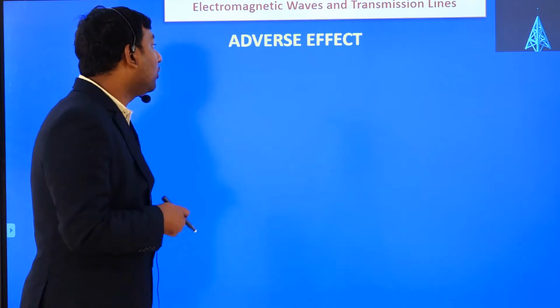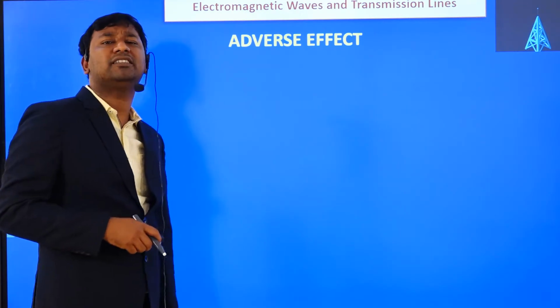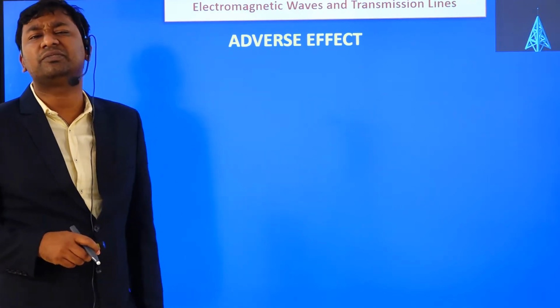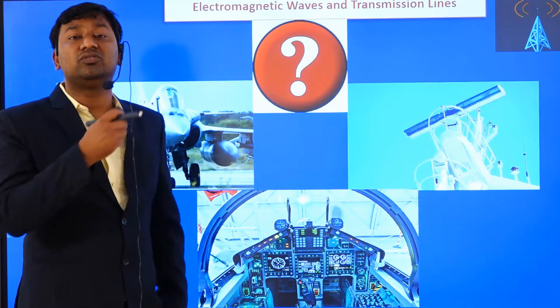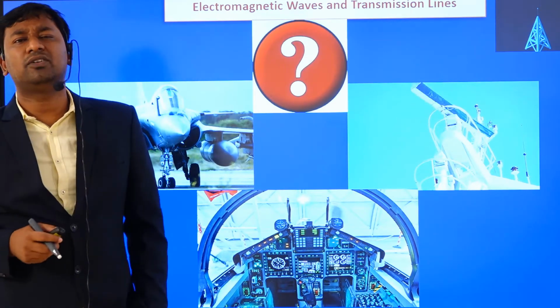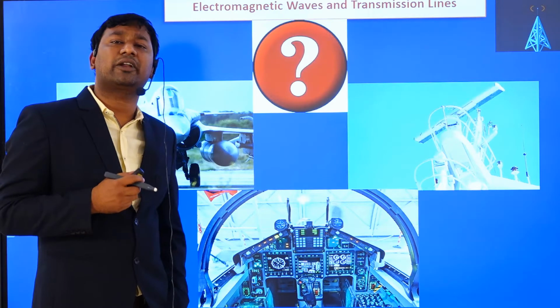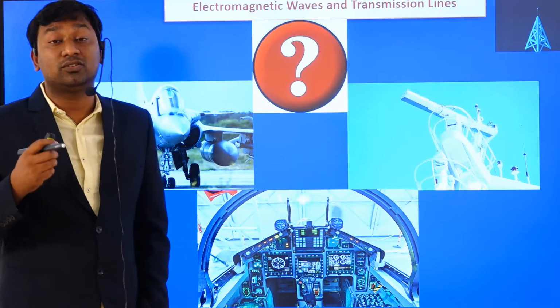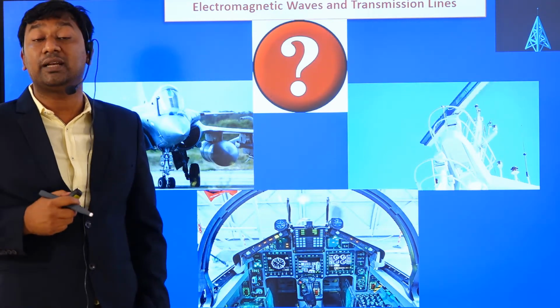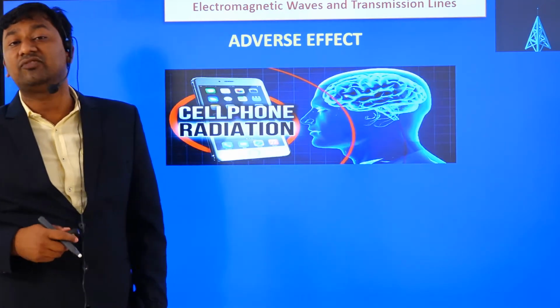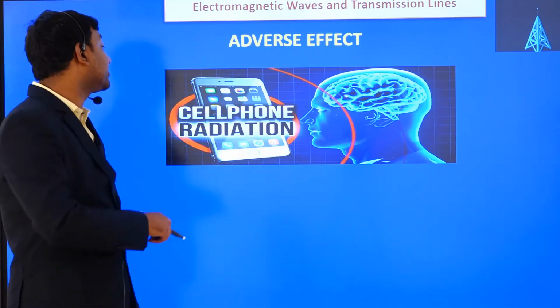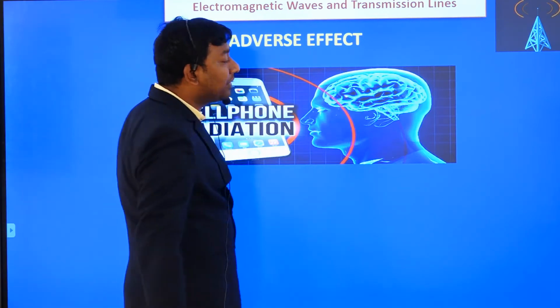So all of this is based on electromagnetic waves and transmission lines. Now, what are the adverse effects of electromagnetic waves? Those were the benefits and practical applications of EMW. But what are the adverse effects? One is cell phone radiation. That is one of the adverse effects of EMW.